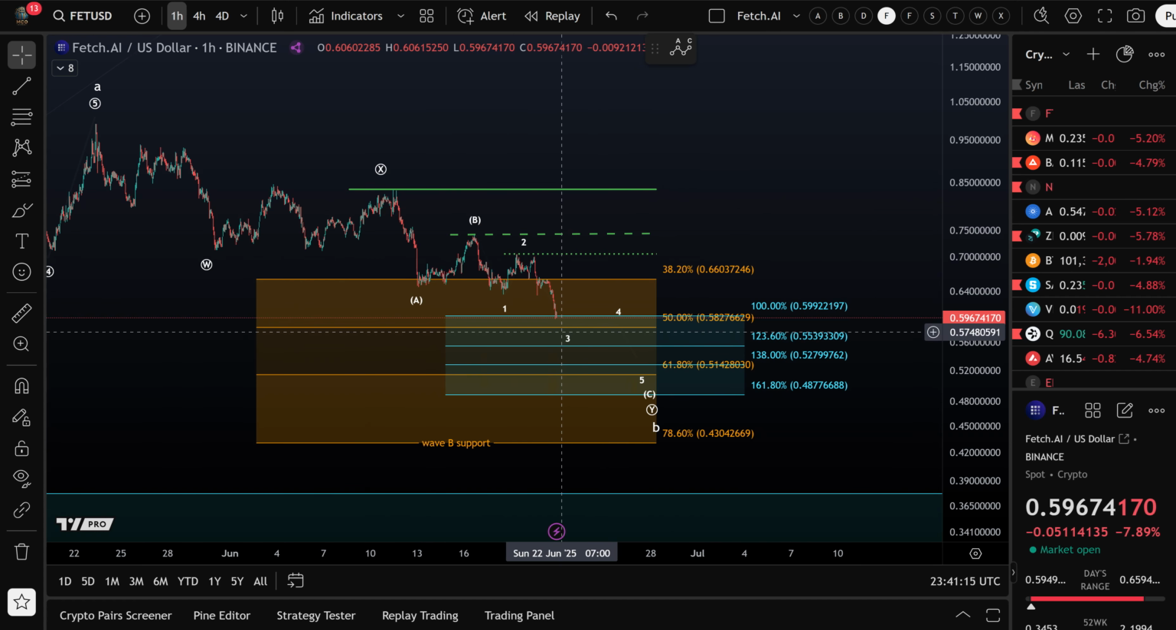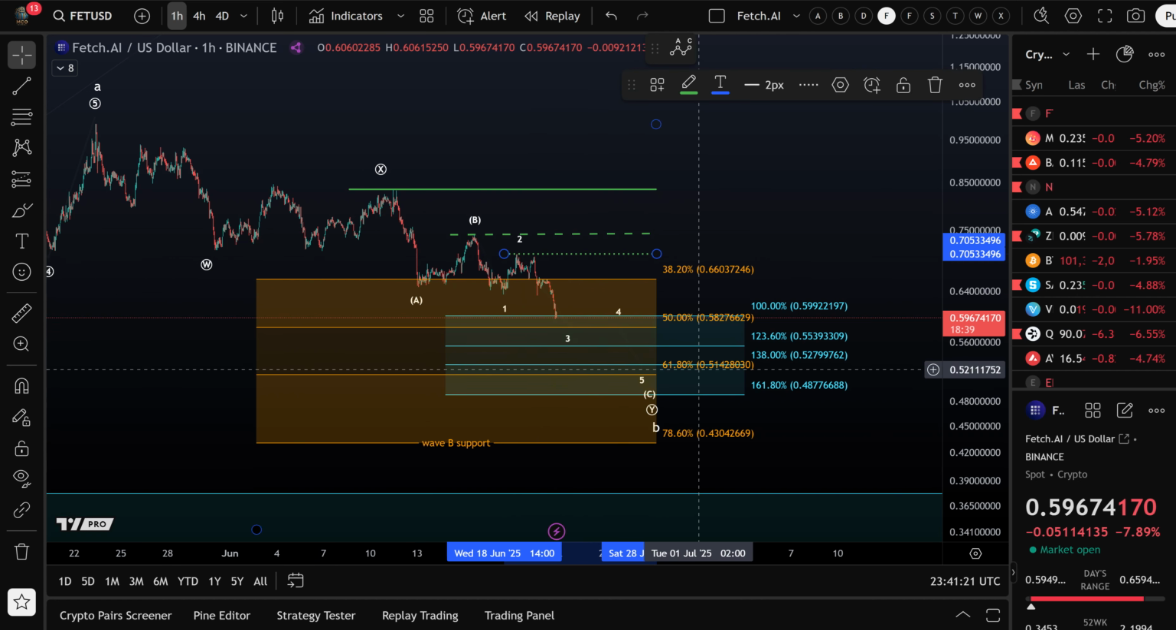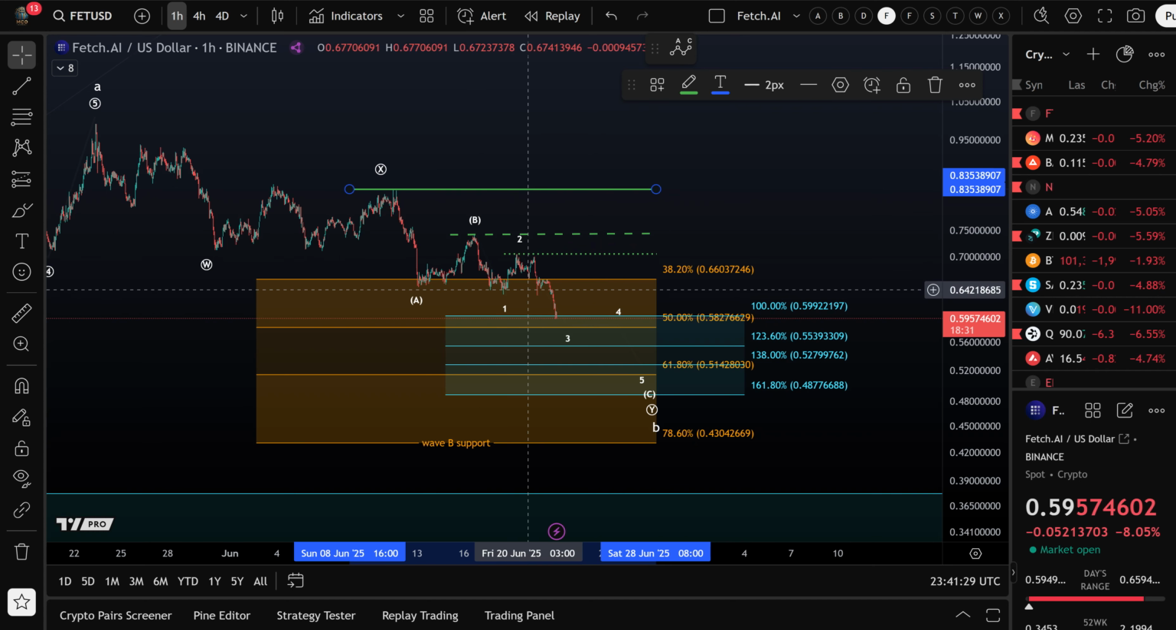In this case, I'd say if the market turns around and we break above the wave 2 swing high here at around 70.5 cents, that would be a decent signal. A low of sorts is in place. But a better signal would be a break above the X wave high at 83.5 cents.